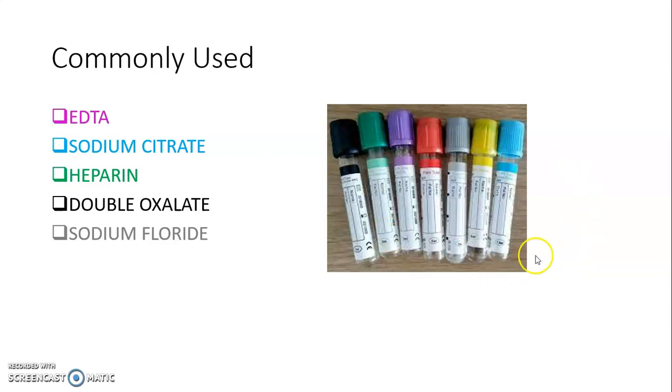The importance of these anticoagulants and vacutainers is that we must know which type of anticoagulant and which type of vacutainer is used for various types of tests. Commonly used anticoagulants are EDTA, sodium citrate, heparin, double oxalate, and sodium fluoride.